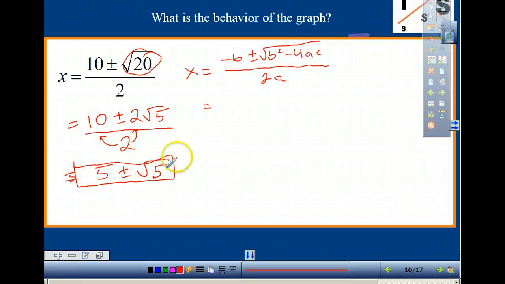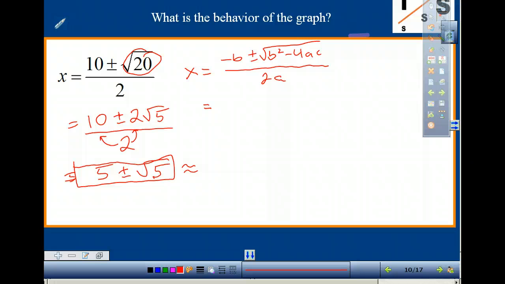Now the next part is, well, what does this approximately equal? What are the 2 decimals? Those are 2 answers. So you have to type in 5 plus root 5 and 5 minus root 5. So in your calculator, go ahead and do that right now. All right, our 2 decimals are what?